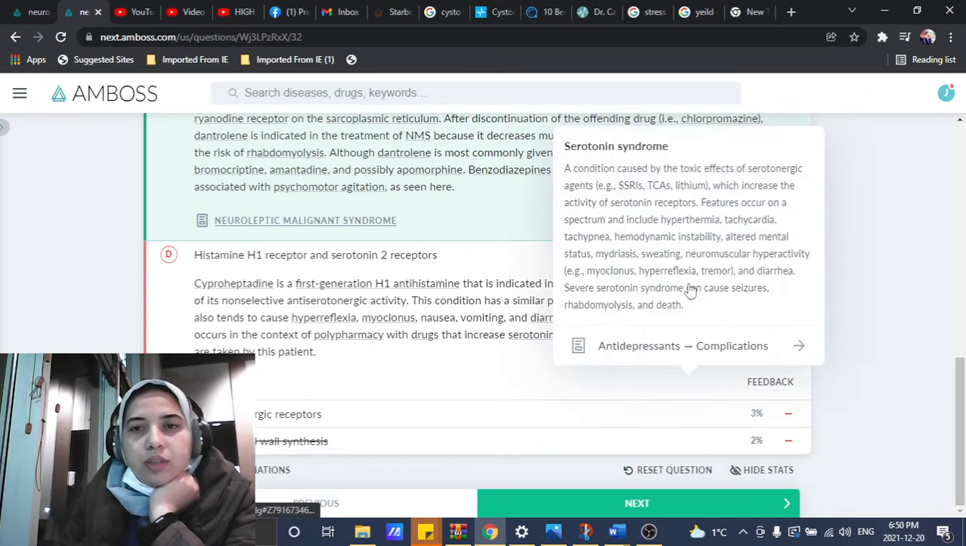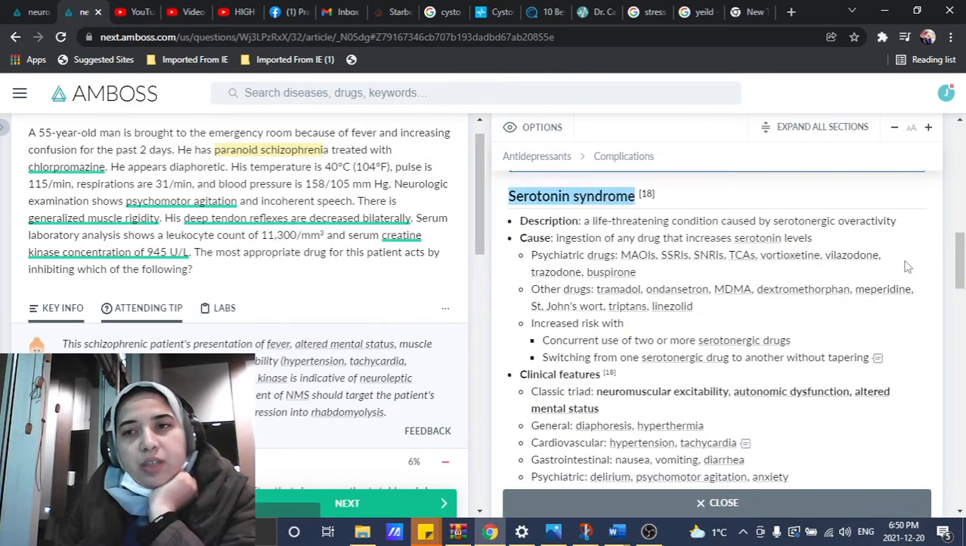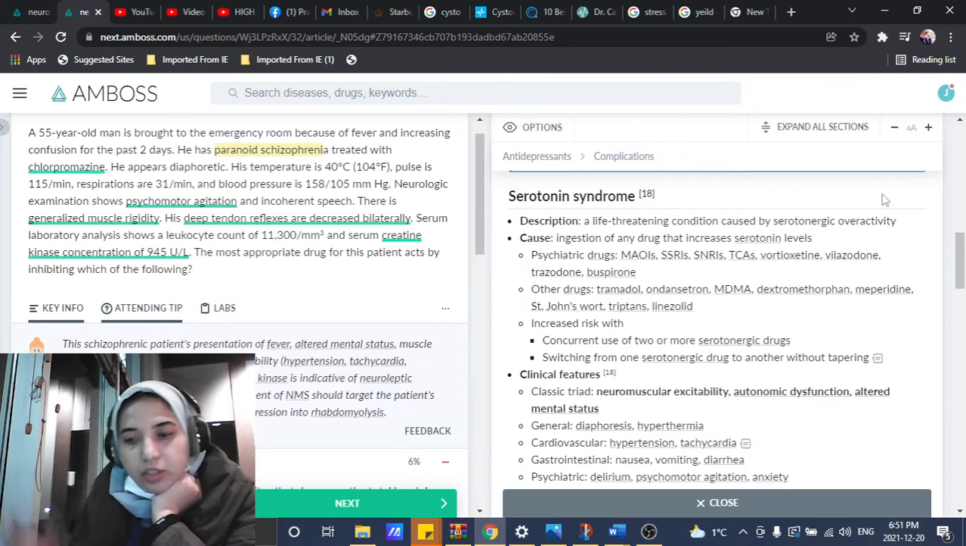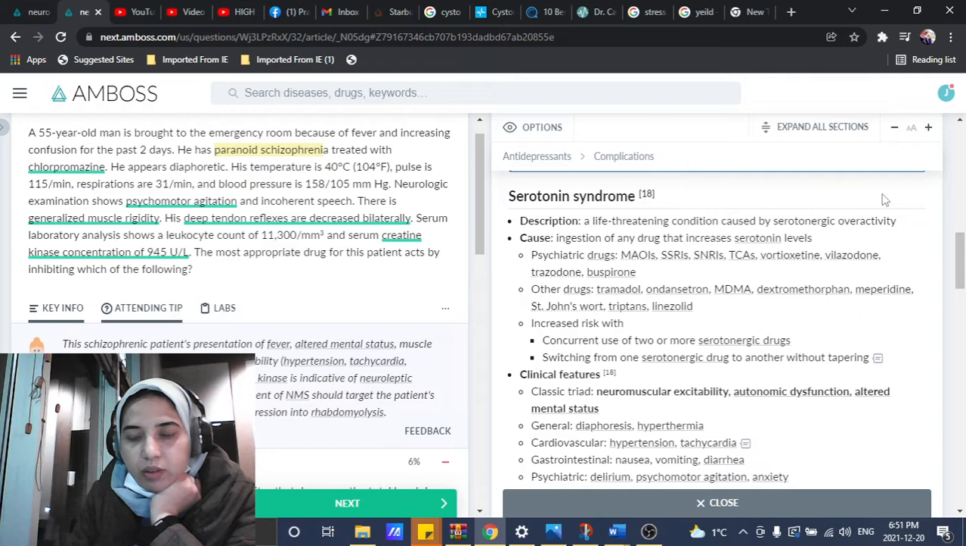Let's say I want to review serotonin syndrome. I would just click it, and immediately it will take me to the knowledge bank right away, so it's not going to take me out of the Q bank. I'm still in the Q bank, and then it'll just take me to the high-yield bullet points regarding serotonin syndrome. So let's say I want to review serotonin syndrome right now, and let's see what it says, and I'll write down anything that I think is useful to me.